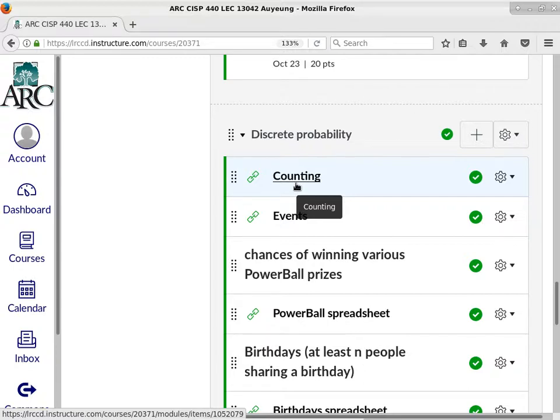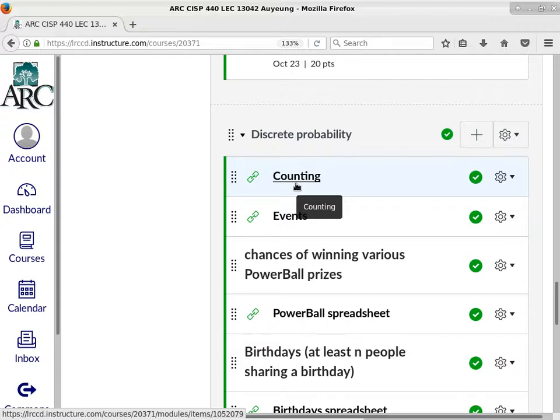But today's demonstration is going to be working out all the chances of winning various Powerball prizes. Okay, we talked about that last time. So the question is, if I buy a single lottery ticket, what are my chances of winning 5 out of 5 lucky numbers but no Powerball? 4 out of 5 lucky numbers and Powerball, 4 out of 5 lucky numbers but no Powerball, and so on. So we want to figure out all those numbers.